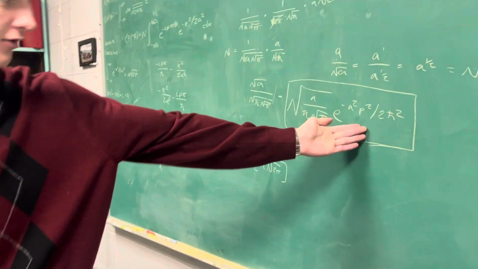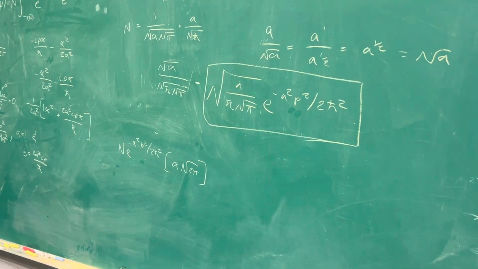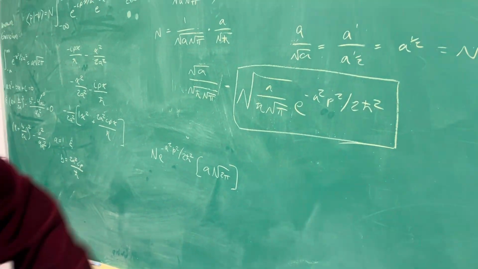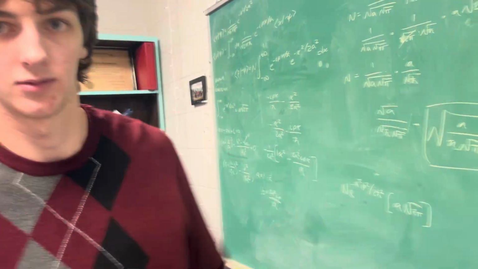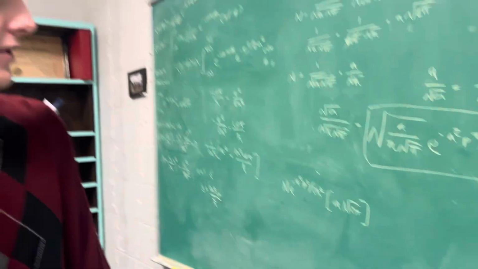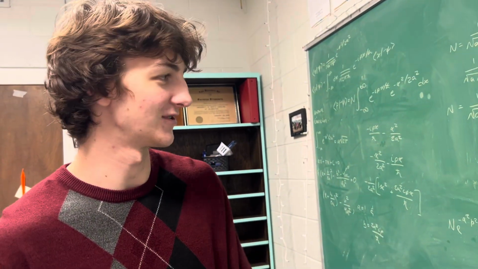We get another Gaussian wave packet in the momentum space. If you notice, there's no more x's, only p. And you can do this both ways. Be happy to do it both ways, if that's something you guys want to see.